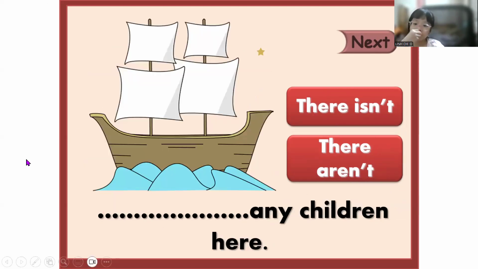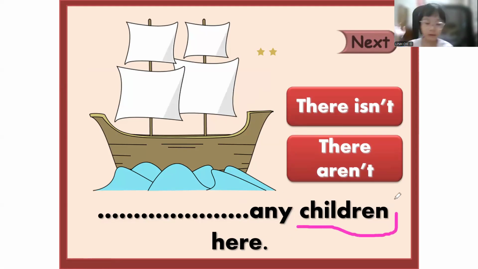Okay, what about this one, Mary? There isn't any children here. Very good. Now look, we have the subject children. How many children? When we say children, is this singular or plural? Many or one? Many. So since many, okay, that is children, what are you going to say? Isn't or aren't? Are.